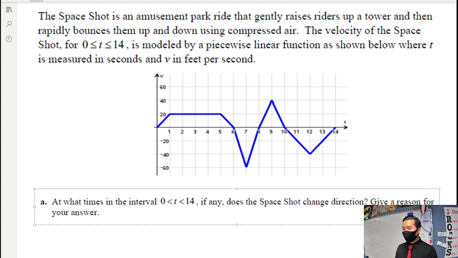No, no. So I want you to try to answer A on your own. At what times in the interval from 0 to 14, if any, does the space shot change direction? So just looking at the graph, don't shout it out, just write it down. See if you can figure out when it's changing directions. Wait, so if it's a piecewise linear function, does that change anything? No. It's just describing the graph for you.